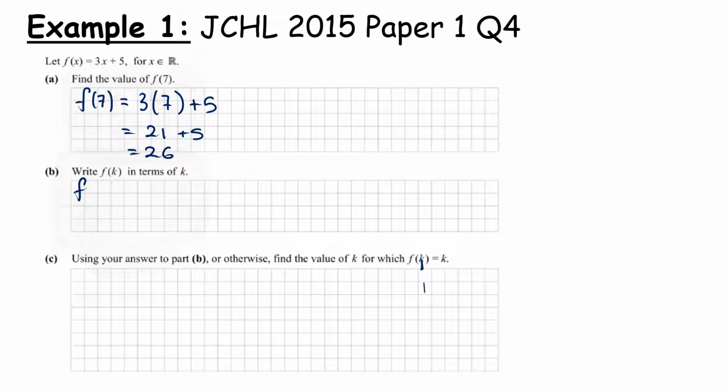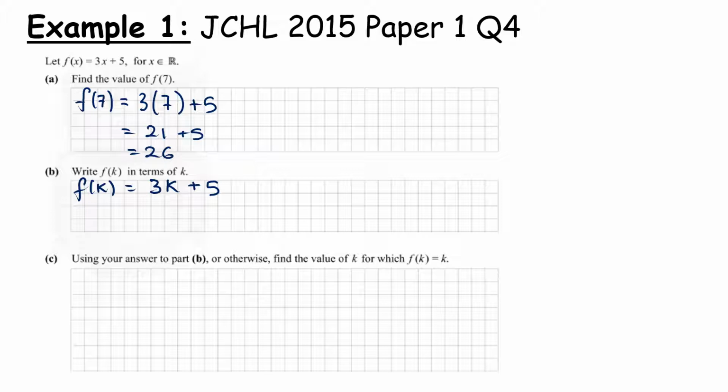Then they've asked us for f of k. In the exact same way, instead of x, they've given us k. So everywhere we have had an x, we sub in k. And that's as much as we can do. We should know at this point that it is not possible to add the 3k plus 5.